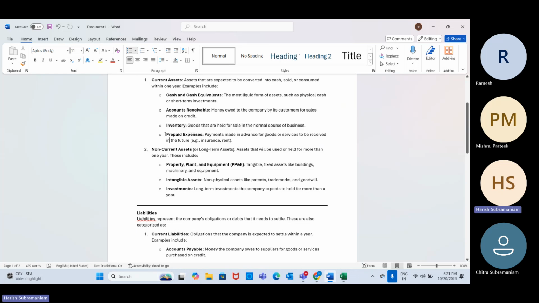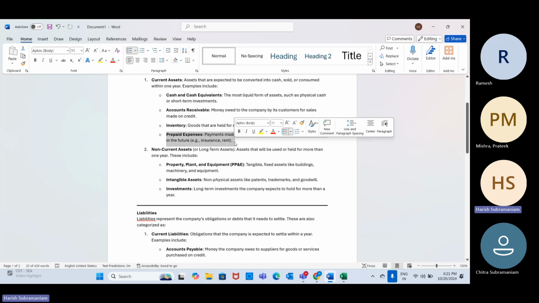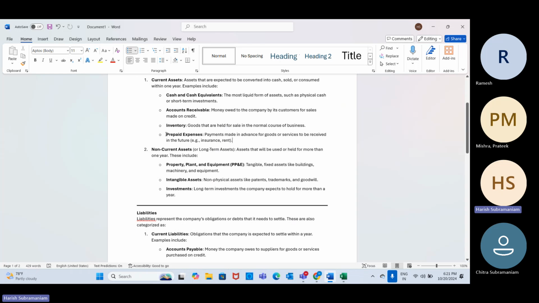Then there are prepaid expenses. For example, let's say I have paid rent for a particular location. I've paid advance rent of, say, 6 months when I'm running my hotel. This advance rent that has been paid for 6 months is also an asset that I have. I don't have to pay anything more in the next 6 months to run that hotel. I've paid that rent for that location. So these prepaid expenses are also part of the current assets.